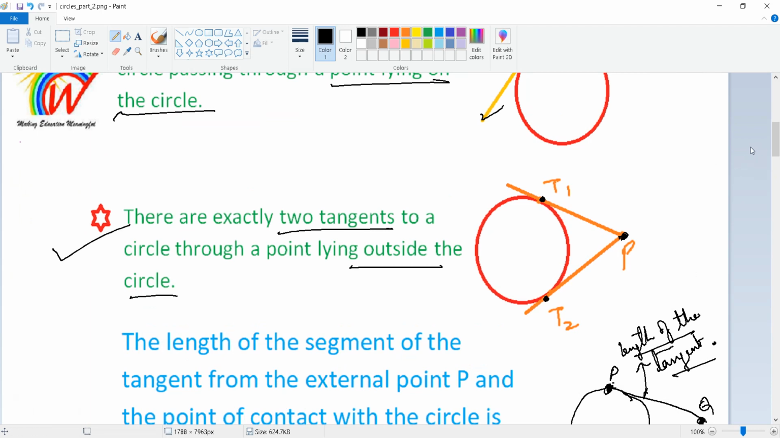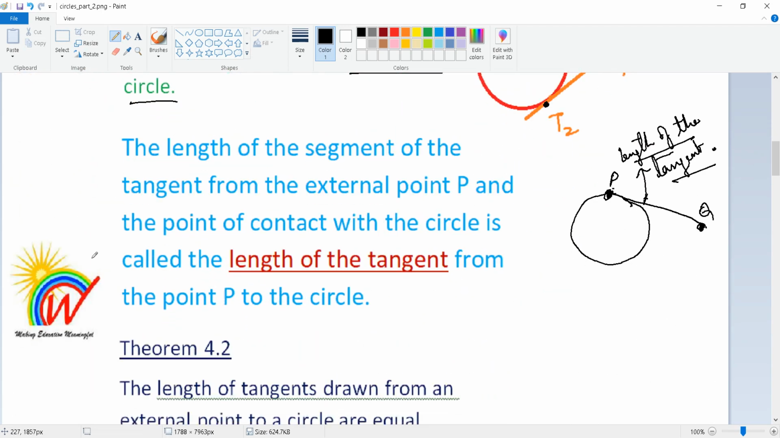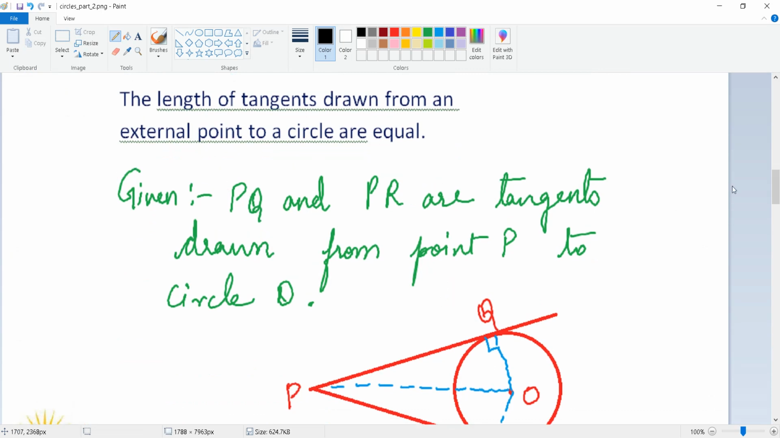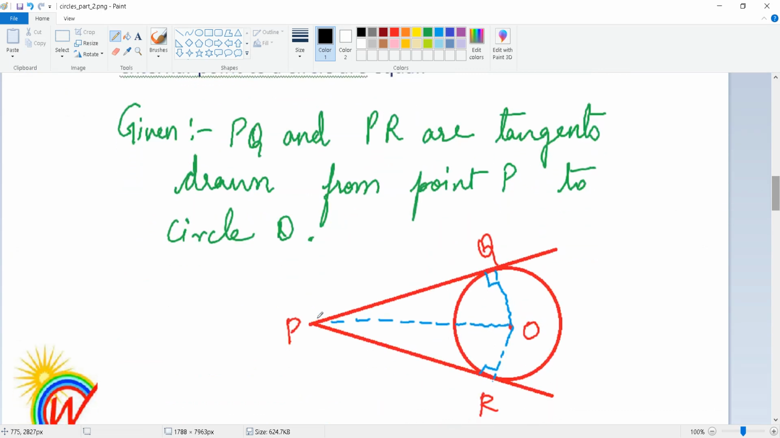Two tangents drawn from a point outside a circle. And from here we learned the definition of what the length of a tangent is. Here they are saying that if you have a circle and a point P outside, you can draw two tangents from this point. The length of the tangent, from here to here, is PQ, and PQ is equal to PR. So this is the length of the tangent.